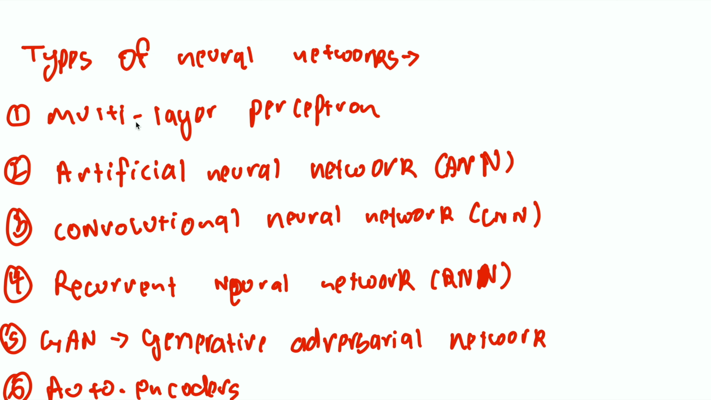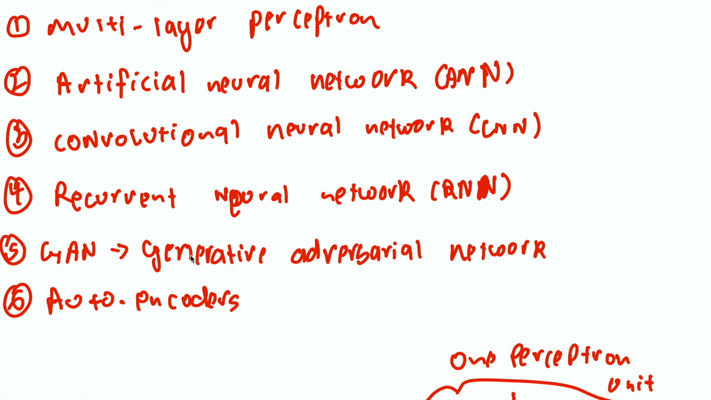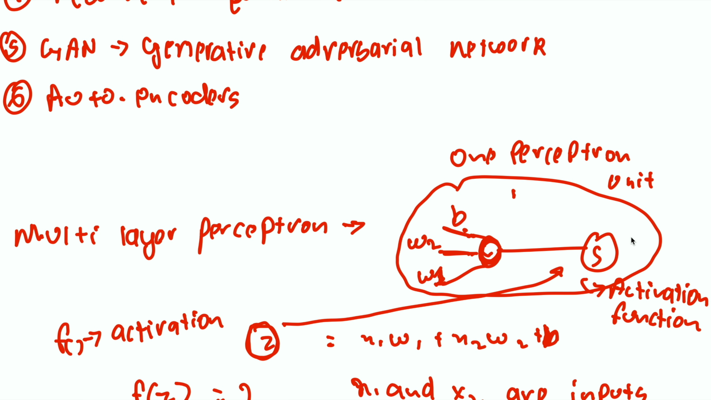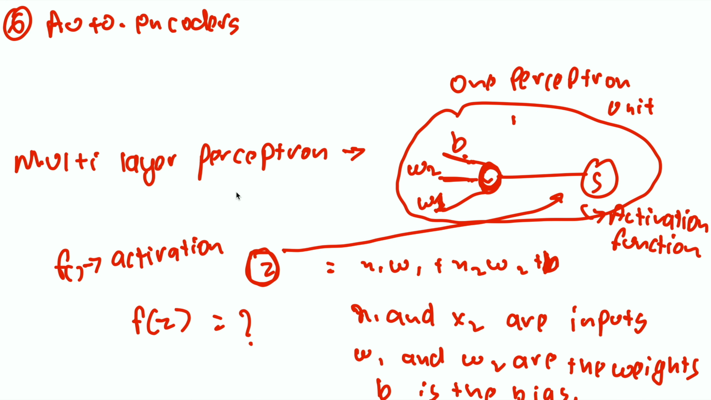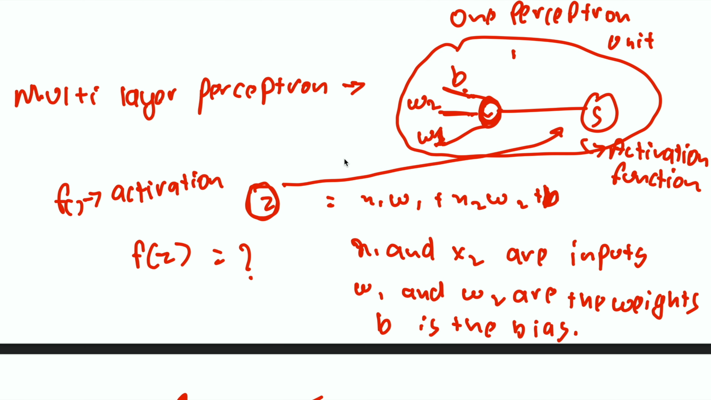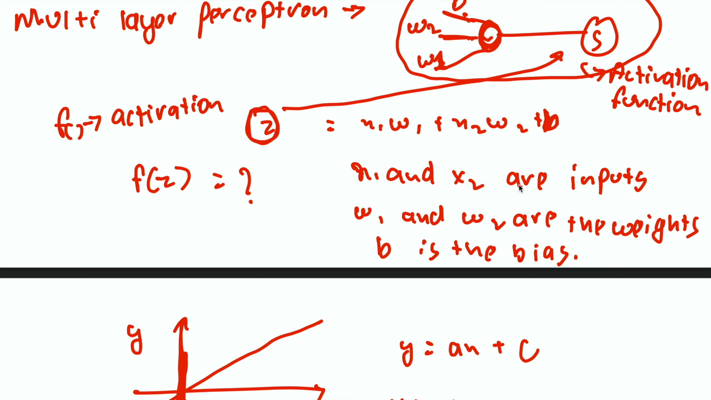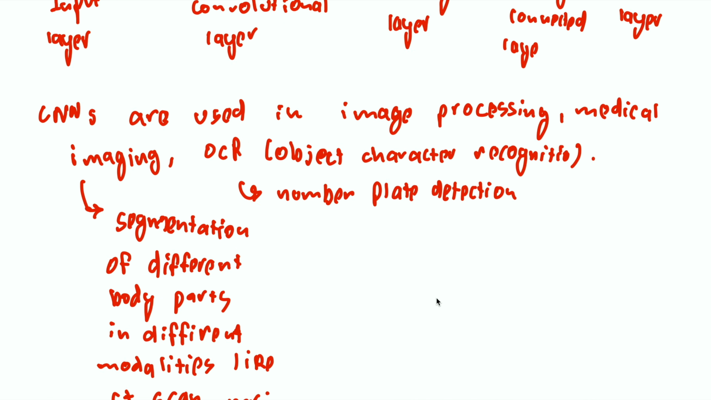What we have covered till now: multi-layer perceptron, artificial neural network, convolution neural network, recurrent neural network, GANs. We have looked at autoencoders, and we have seen a perceptron unit which resembles our biological unit, and we have also looked at multi-layer perceptron where there are many hidden units. So basically we know how a single neuron, a perceptron unit, works. We get a weighted sum plus adding a bias: z is the inputs into weights plus bias. So x1 and x2 are inputs, w1 and w2 are the weights, b is the bias. So basically we get a linear equation.